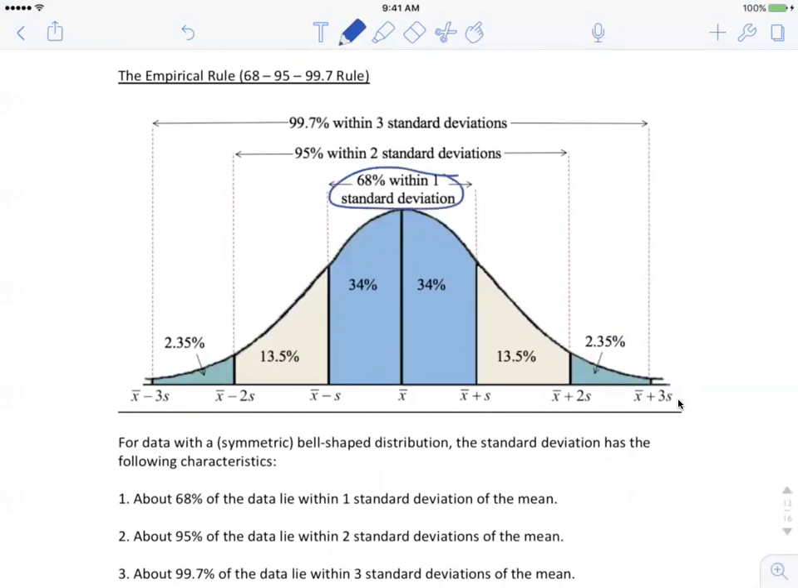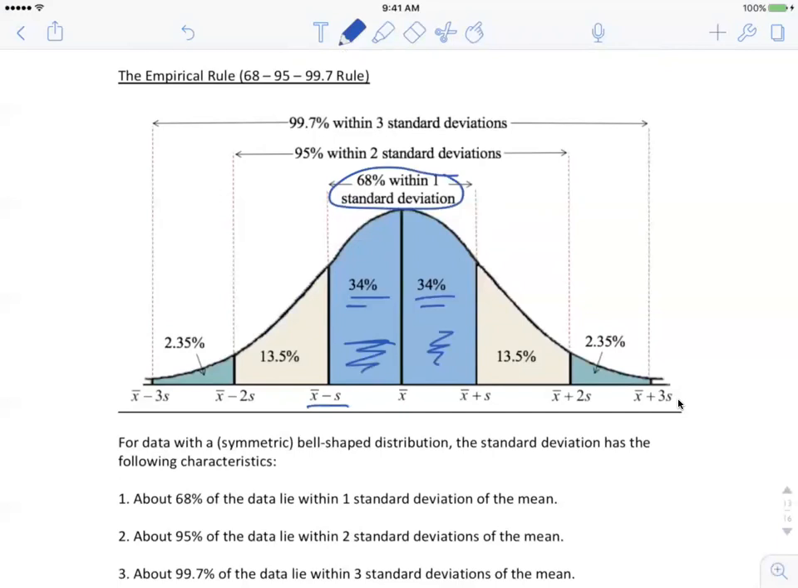Specifically, the first rule: 68% of the entire population is going to lie within 1 standard deviation of the mean, okay? And since it's symmetric, we could even break that down further. 34% is on the lower half, x bar minus the standard deviation, and then 34% above, adding the standard deviation, okay?